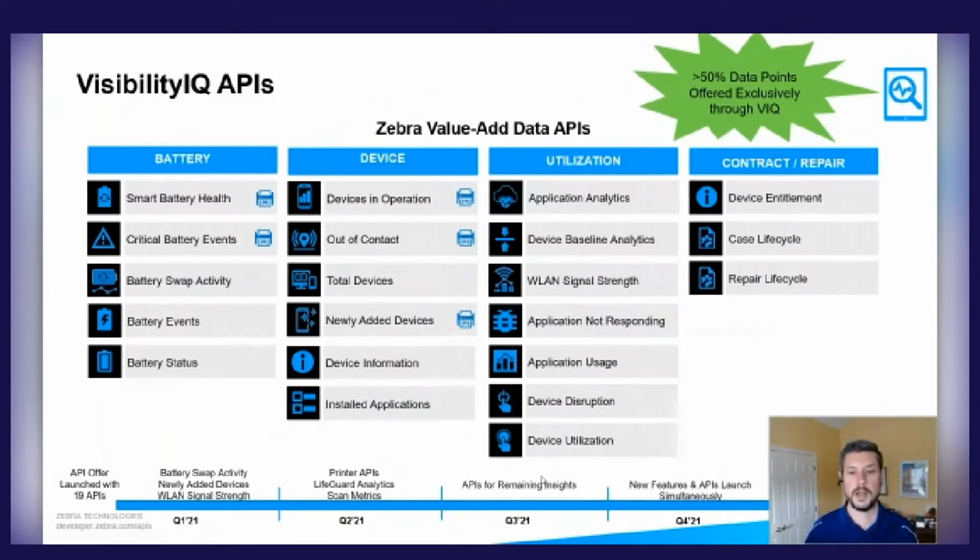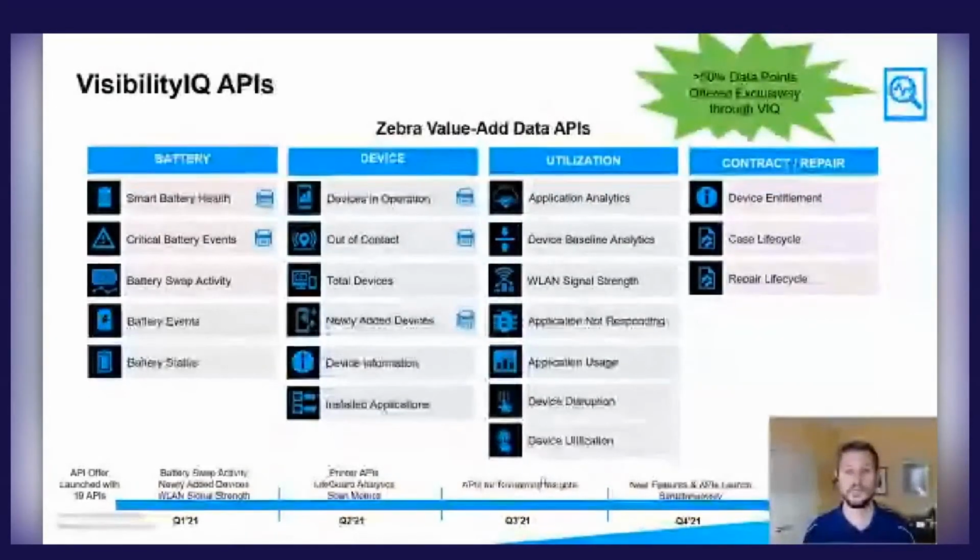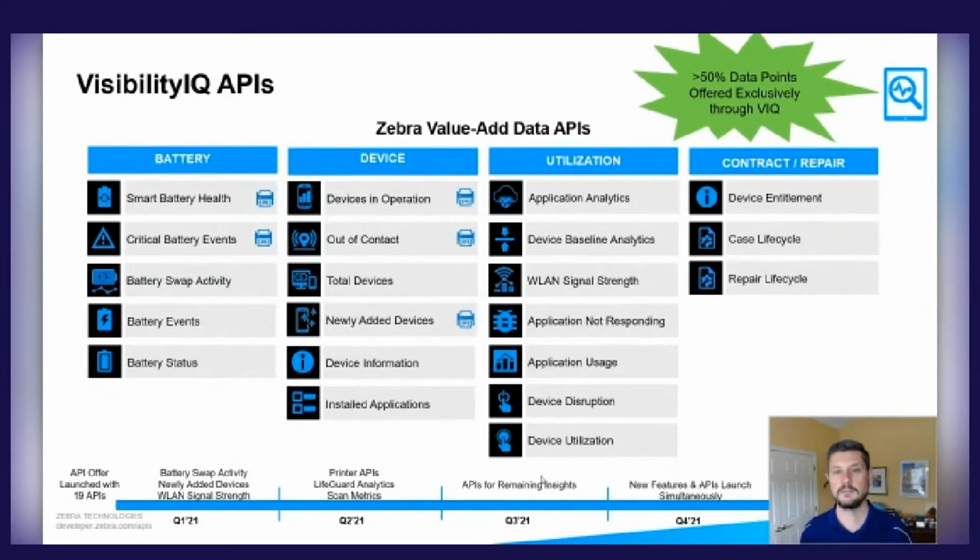In Q4, every new feature and offer that we release is going to simultaneously launch with the APIs. That means anything we're doing going forward, we have that offer out there for the developers to take full advantage, to be able to integrate this information into your own systems. So whether it's a business application or you're looking to tie this in with some service offers, any of that can be taken advantage of.